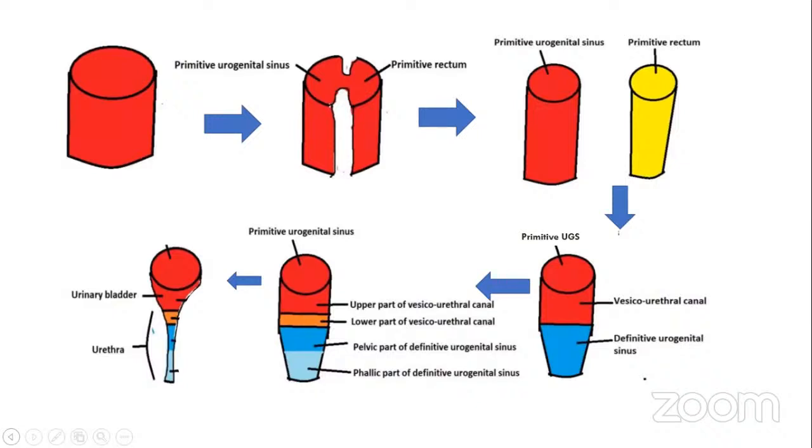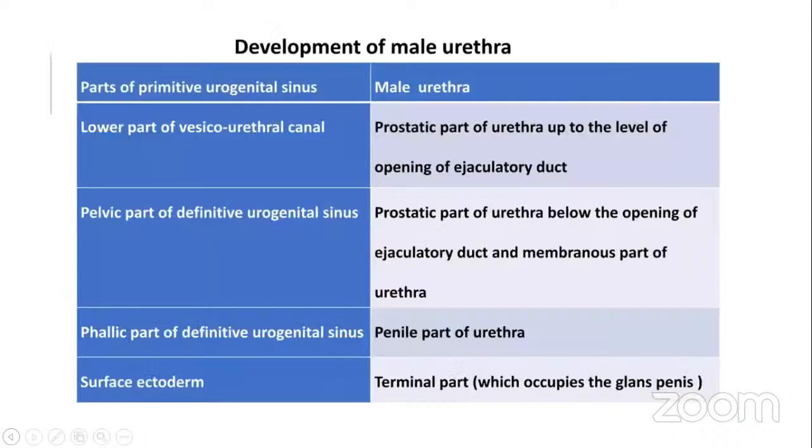The upper part of the vesico-urethral canal forms the bladder, and the lower part forms the bladder neck and prostatic urethra up to the verumontanum. The caudal part of the definitive urogenital sinus forms the membranous urethra, and the phallic part forms the penile urethra and the vestibule, where the urethral opening is present. So there are certain anomalies of the urethra, like posterior urethral valve due to presence of cloacal membrane, hypospadias.